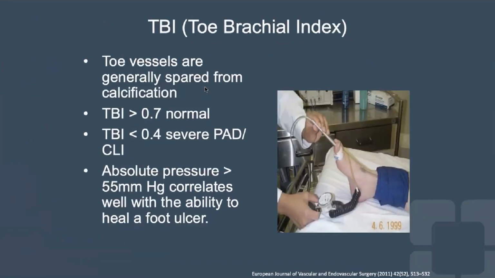Toe brachial index, I mentioned it earlier. That's a little more specialized, where you have this sensor on the toe and this cuff on the toe, and you're listening to the signals, or sometimes there is a photoplethysmography device to measure this. But this is good in patients who have hardening of the arteries, or diabetics who typically their toe vessels are spared from calcification. And we can use the toe brachial index, and a normal would be greater than 0.7, whereas less than 0.4 is severe PAD, or the critical limb ischemia, or chronic limb threatening ischemia we talked about. An absolute pressure greater than 55 correlates well with an ability to heal a foot ulcer.